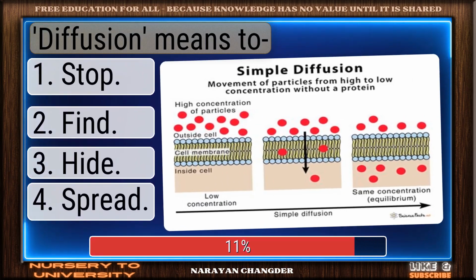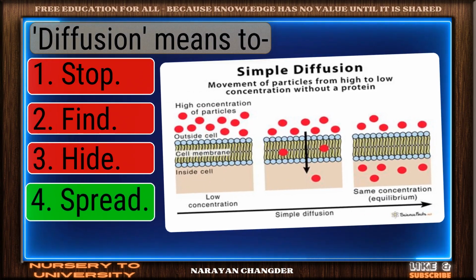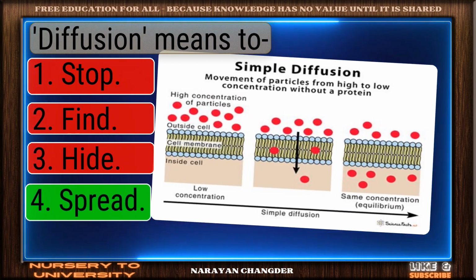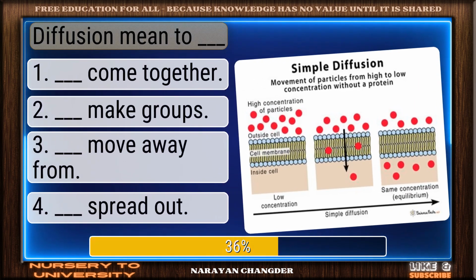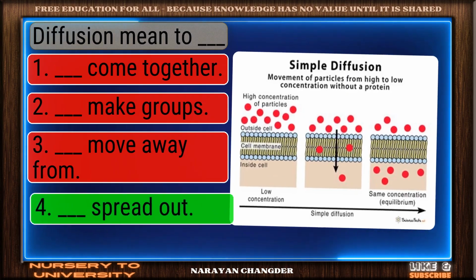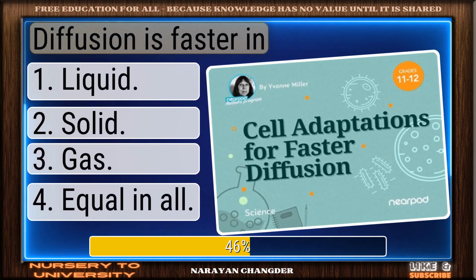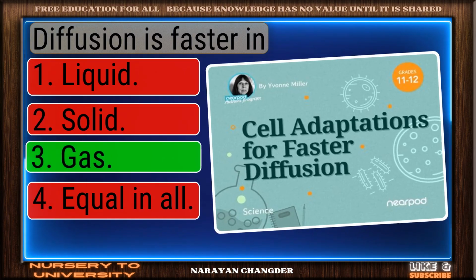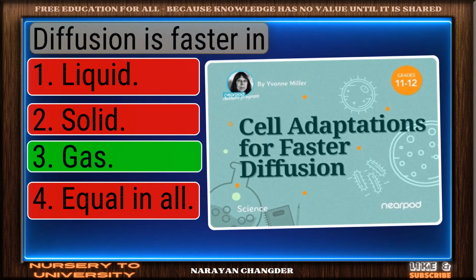Diffusion means to. Correct response. Spread is the most accurate answer. Diffusion means to dash. You're right. Dash spread out is the correct answer. Diffusion is faster in. Exactly. Gases makes sense, and it is the right choice.